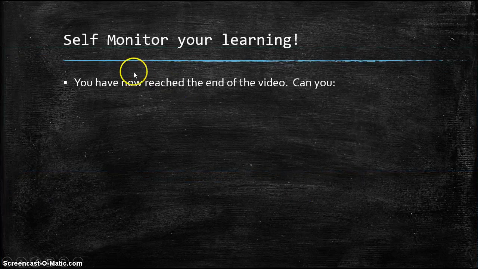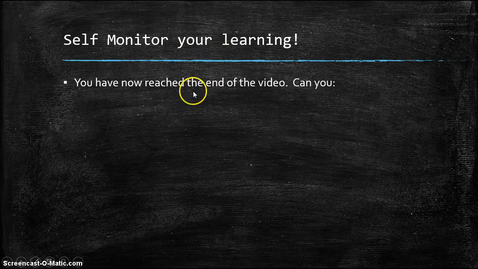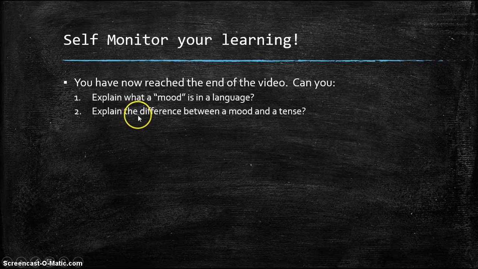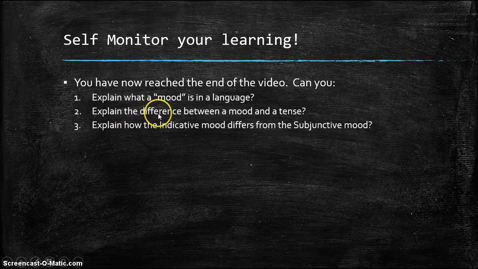Okay, let's go ahead and self-monitor your learning. I'm going to go back to the 3 objectives. I want you to take a moment and review them and make sure you can do all of them. Since you've reached the end of the video, make sure that you can explain what a mood is in a language, explain the difference between a mood and a tense, and explain how the indicative mood differs from the subjunctive mood. If you can do these 3 things, you will be in wonderful shape for tomorrow.